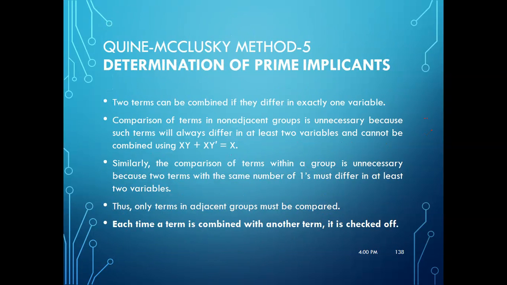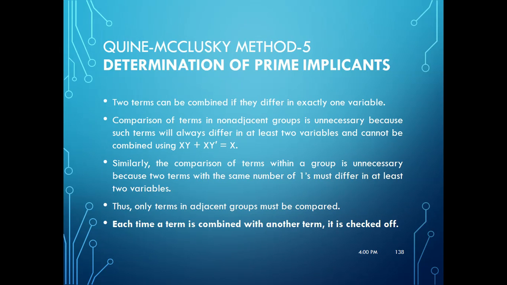Two terms can be combined if they differ in exactly one variable. Comparison of terms in non-adjacent groups is unnecessary because such terms will always differ in at least two variables and cannot be combined using xy plus xy bar is equal to x. Similarly, comparison of terms within the same group is unnecessary because two terms with the same number of ones must differ in at least two variables. Thus only terms in adjacent groups must be compared. Each time a term is combined with another term, it is checked off. So this is the main thing you have to do.